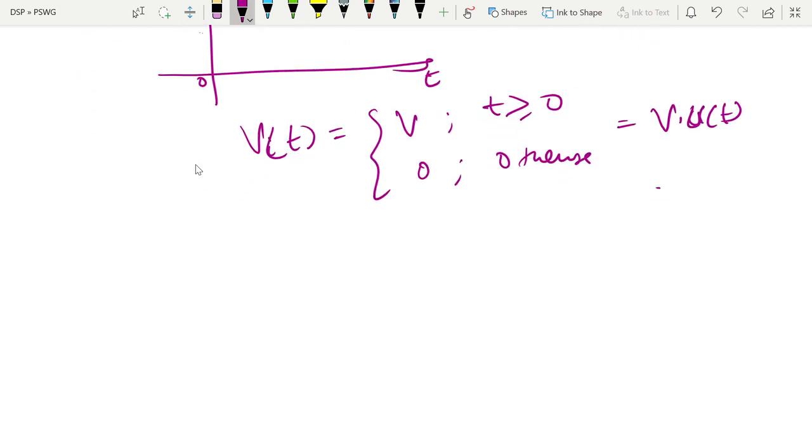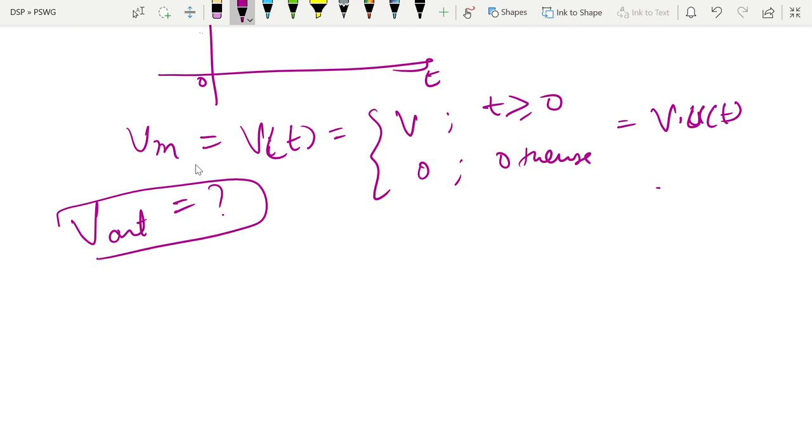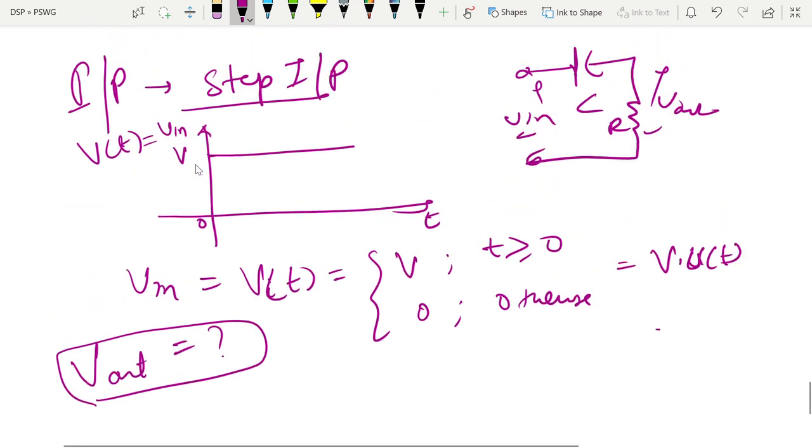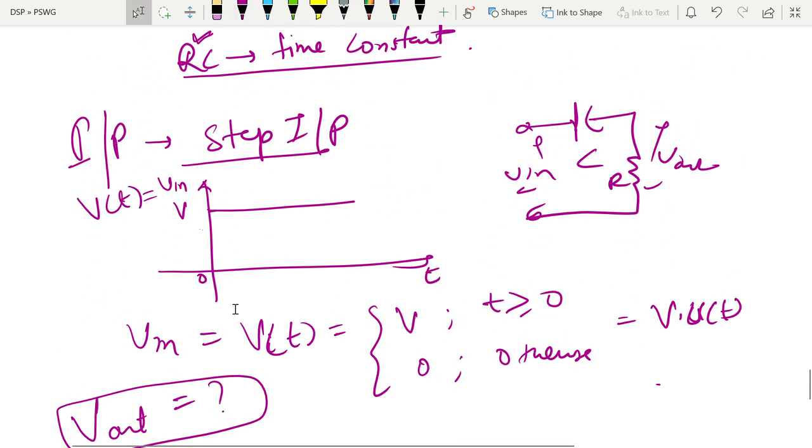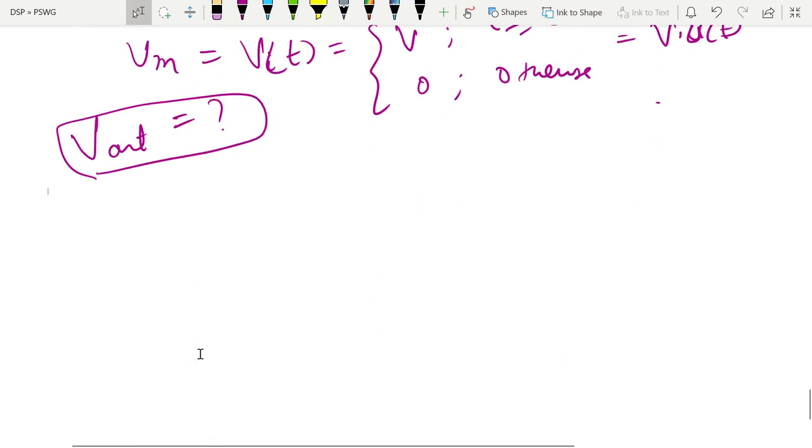So what will the output be? We want to find out the output voltage, and this will also prove that it acts as a differentiator. Now how does it act as a differentiator, how does it differentiate the input voltage? So what will the output voltage be?